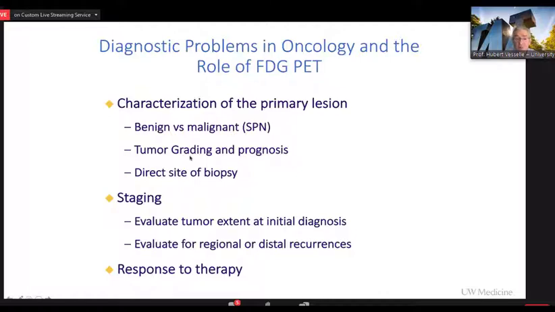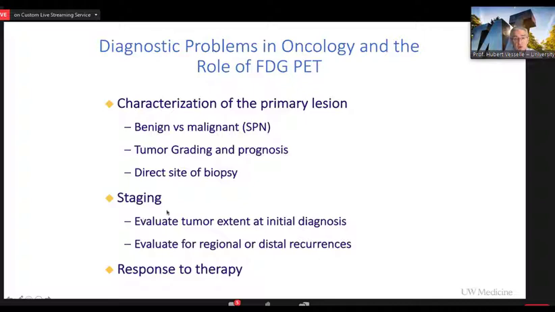It can be used to grade tumors and find prognosis, for example, in lymphomas. It can be used to direct a site of biopsy. If you have a tumor that's very heterogeneous, for example, a sarcoma in the leg, you want to find the hottest portion and the most aggressive portion in order to determine the proper treatment. So we can guide a biopsy, or we can direct an orthopedic surgeon to get the right amount of tissue from the best location that is the most aggressive.